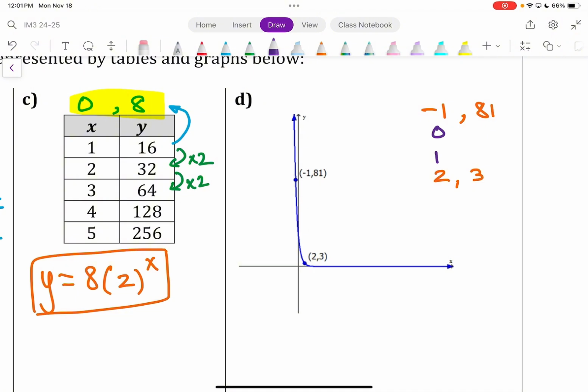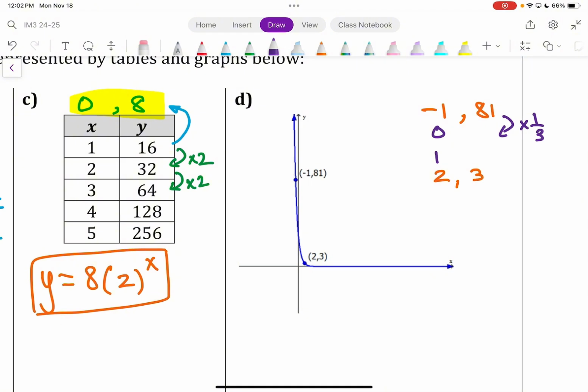Now, if I go straight from, okay, let's do 81 times 1/27. Sure, that'll get me from 81 to 3. But I'm going to be skipping these numbers here, so I don't want to do that. So why don't we start with something small? Let's say that our growth factor is 1/3.